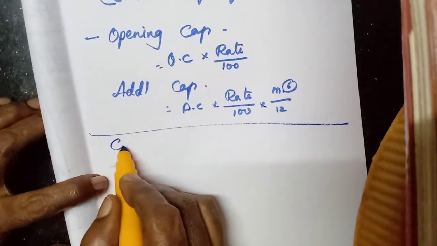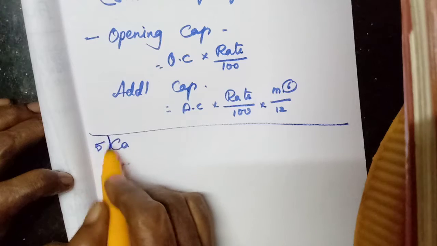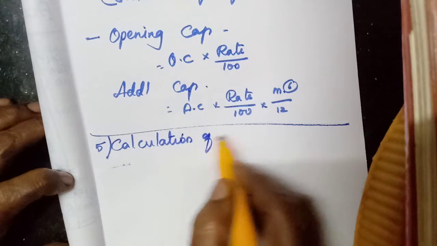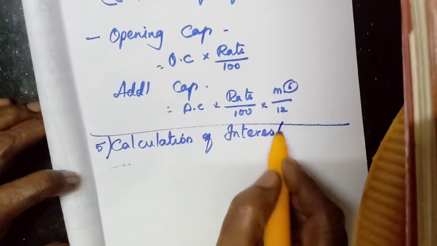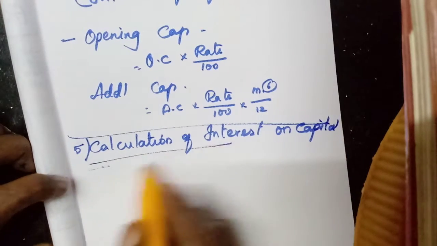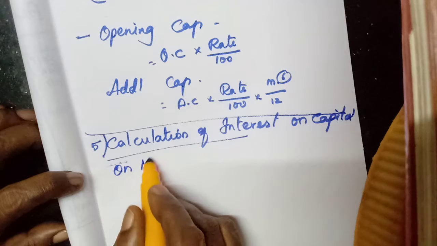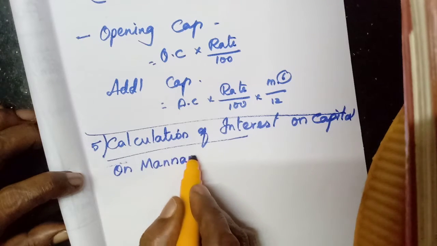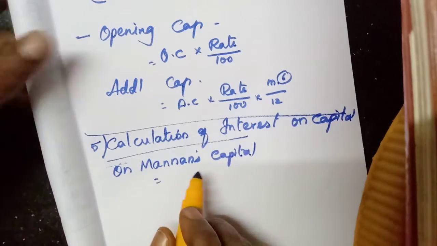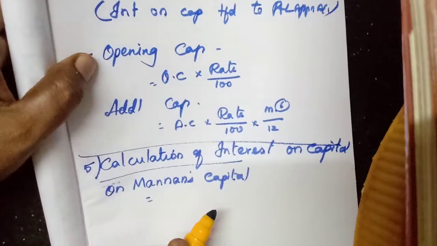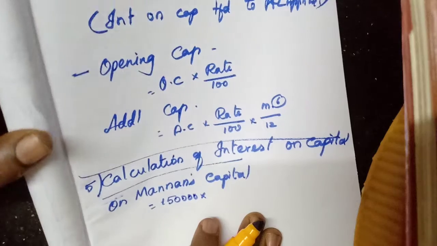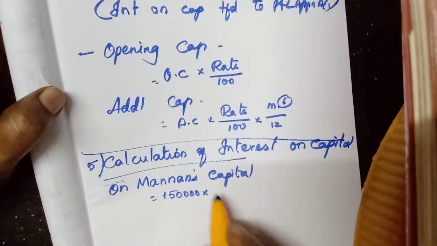Okay, calculation of interest on capital. First we will write the number 5. Calculation of interest on capital. First, on Manan's capital. How much is Manan's capital? 1,50,000 into, what is the rate? 6% by 100.